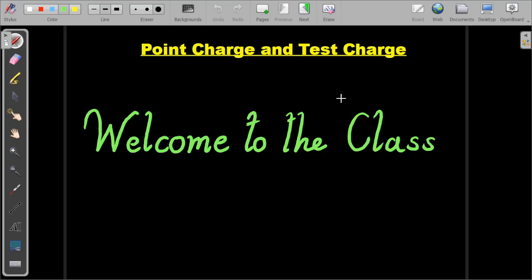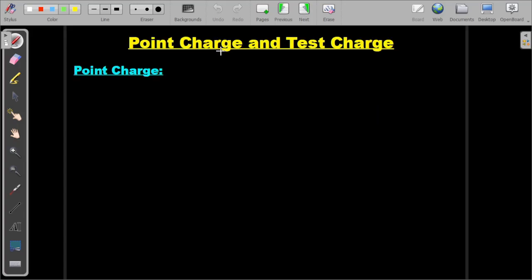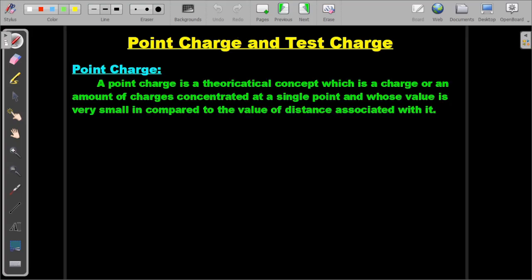In this video, we are going to discuss point charge and test charge. What is a point charge? A point charge is a charge or an amount of charges which is assumed to be concentrated at a point and whose value is very small compared to the value of distance associated with it or considered with it. It is a theoretical concept.